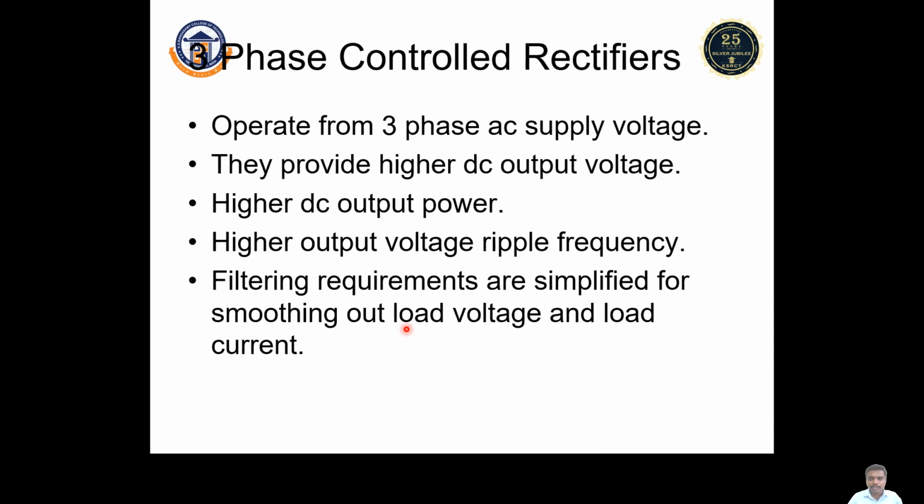Now the usage of the phase control rectifiers. They can operate on a 3-phase AC supply. They produce a higher DC output voltage which can be used for industrial purposes. Filtering requirements are simplified because of the output voltage and output current of 3-phase controlled rectifiers. Output voltage ripple can be easily reduced.